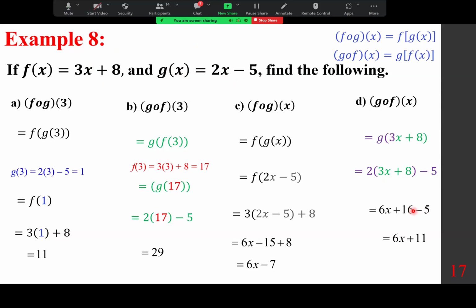Now going back to part B, I want g of f of 3. If I put the 3 here, because this is g of f of x, I get 18 and 11, 29. So that's another way of finding the first two. Develop C and D and then plug in.